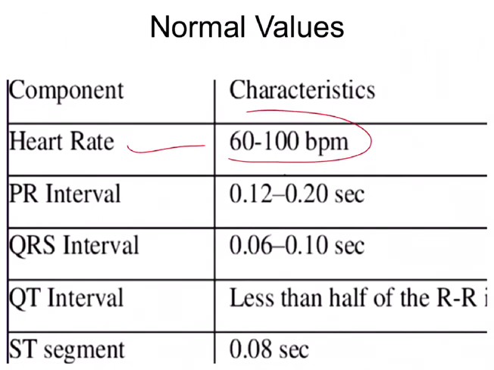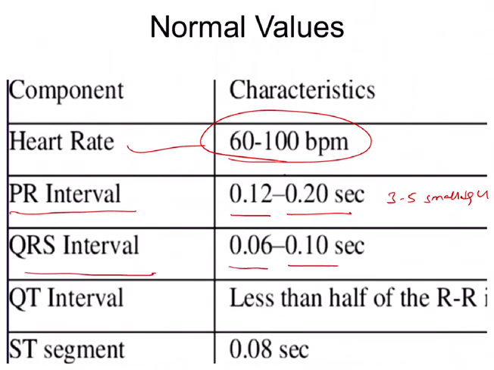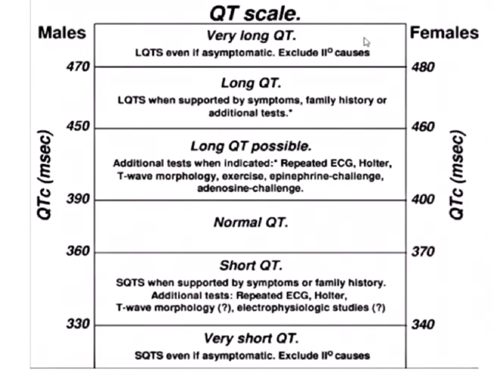These are the various components of the heart rate. Heart rate is 60 to 100 beats per minute, which is normal. The PR interval is 0.12 to 0.20 seconds, usually 3 to 5 small squares. The QRS interval is 0.06 to 0.10 second, usually less than 3 small squares. The QT interval is usually less than half of the RR interval, and the ST segment is 0.08 second. These values we have to remember, and they help in basic interpretation of the ECG.